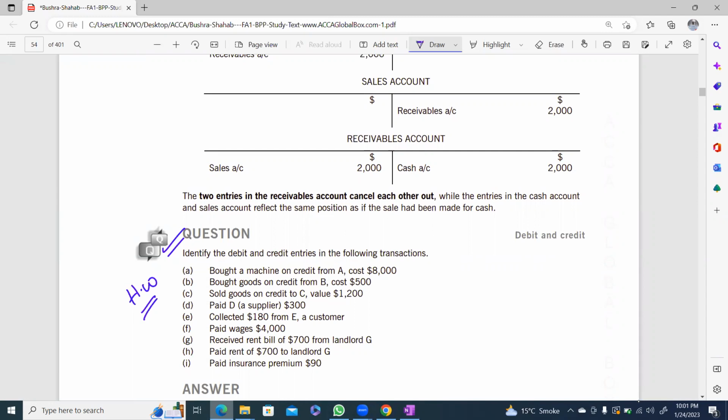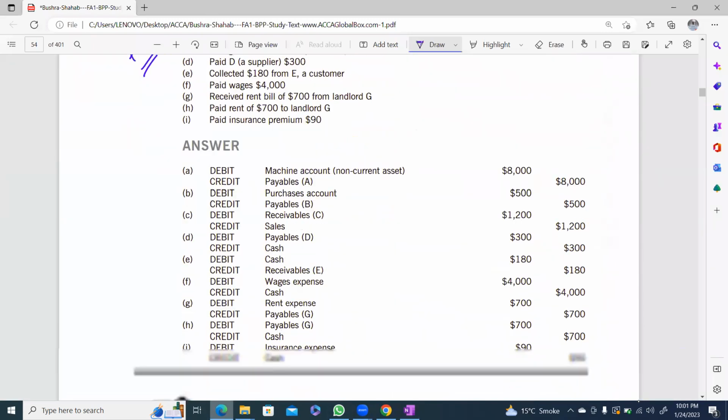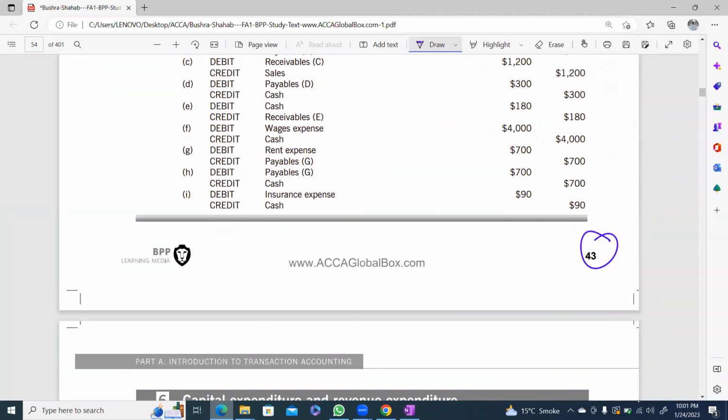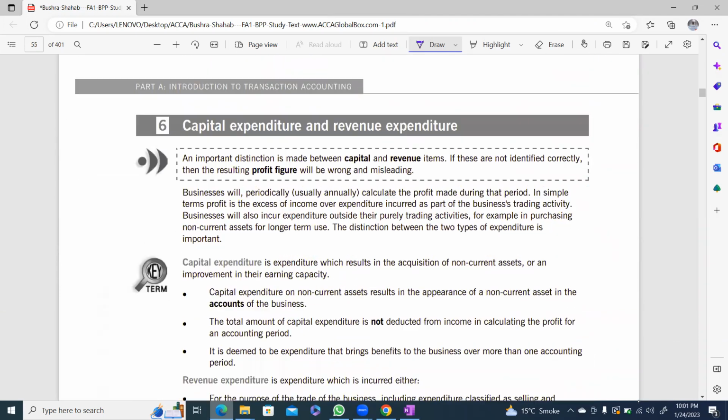I have told you the rent is an expense, insurance premium is also an expense. Miss, page number? It's page 43. Now we have two types of expenditures. One is capital, second one is revenue expenditure. Now, what is capital expenditure? Capital and revenue expenditure. There are two types of items. One is capital items and the second one is revenue items.